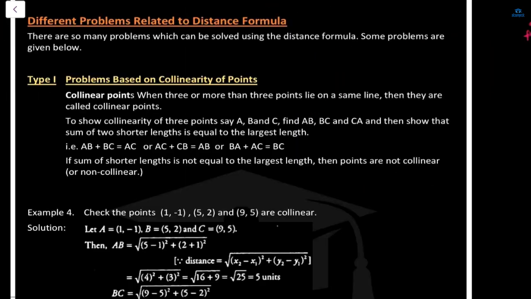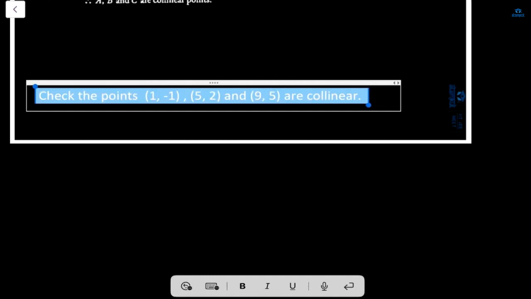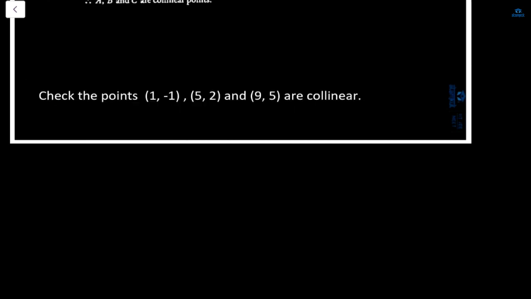Got it? You can do one question here. First, you mark points A, B, C, or P, Q, R, whichever you like. Find out the distance between PQ, QR, and PR. Then the two smaller distances that you get, you add, and if you get the same value as the larger one, then they are collinear. You know the distance formula? Try it. Yes, ma'am, they are collinear.